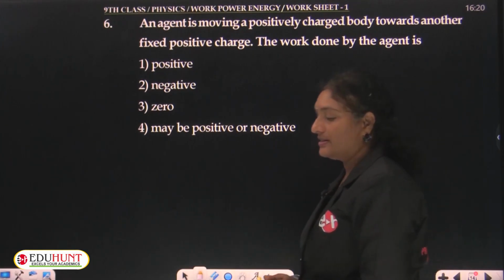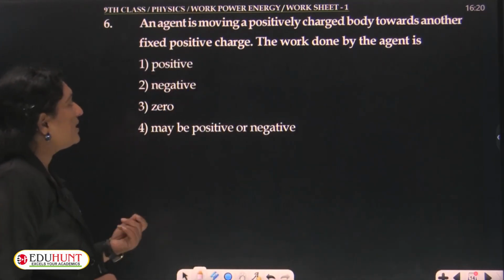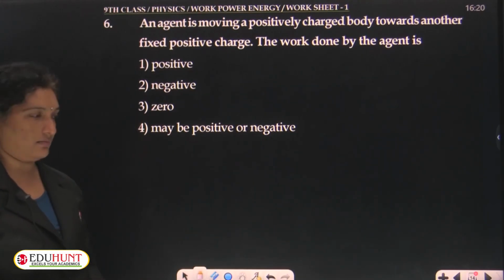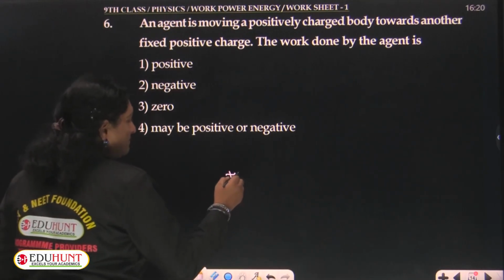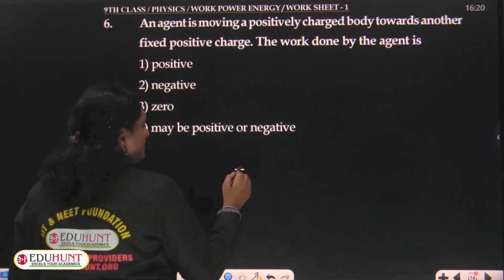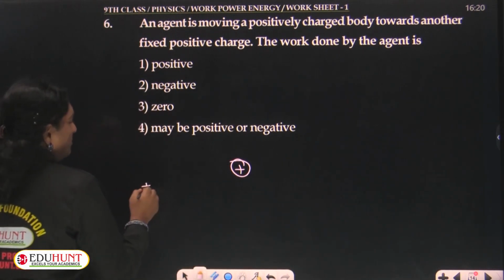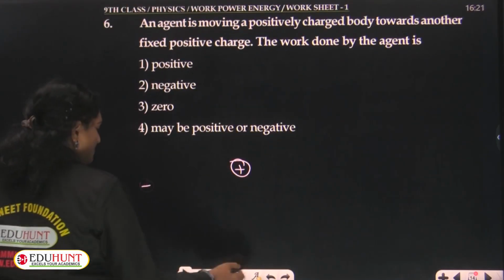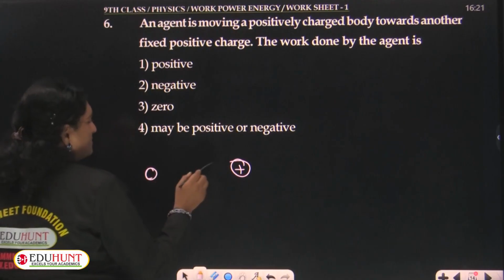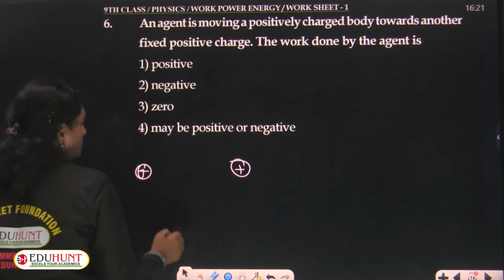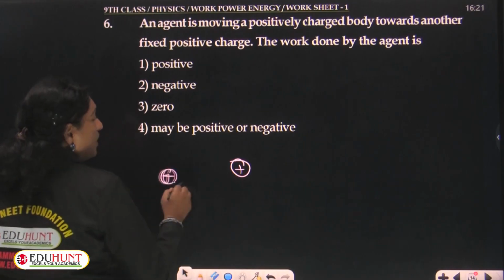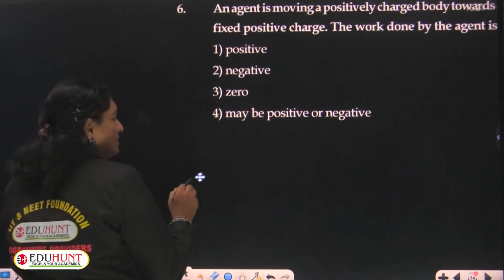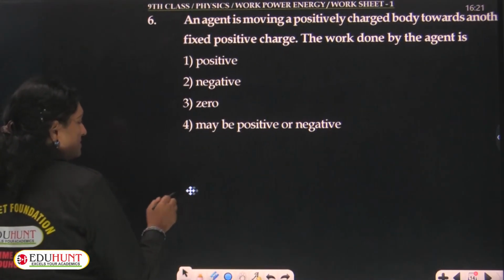Moving to the next question, sixth one, children. An agent is moving a positively charged body towards another fixed positive charge. So what is concerned here is a positive charge is there. I'll take it to make you understand. This is a positively charged body. One more positively charged body is there. So what this person is doing is trying to carry this positive charge towards another positive charge.